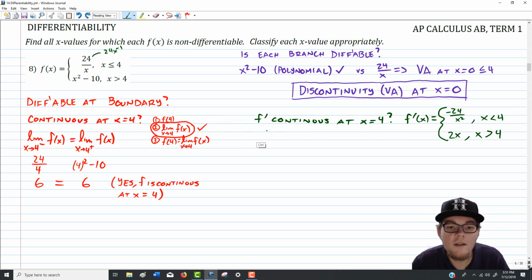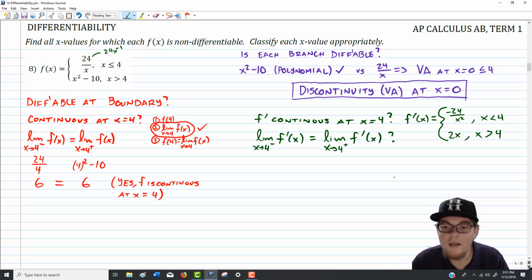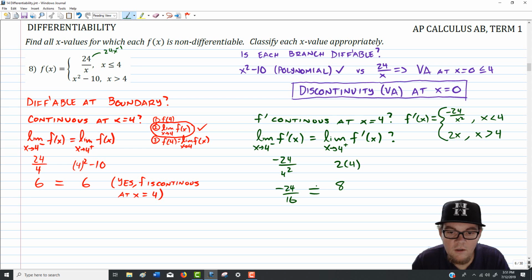Following the exact same process as before, I'm going to focus on the limit part. We want to make sure that the limit as x approaches 4 from the left side of f prime of x equals the limit as x approaches 4 from the right side of f prime of x. In a sense, we're asking: is that true? As we approach 4 from the left side, we'd be on the rational part, so we'd have negative 24 over 4 squared. On the other side, we'd have 2 times 4, so on the right side, we have 8. On the left side, we have negative 24 over 16. And you know what? I'm pretty confident those two are not equal.